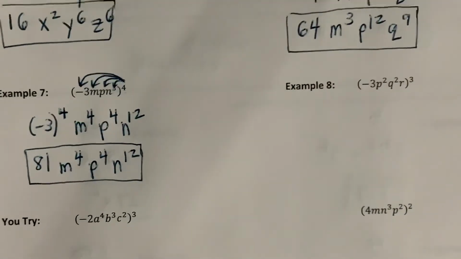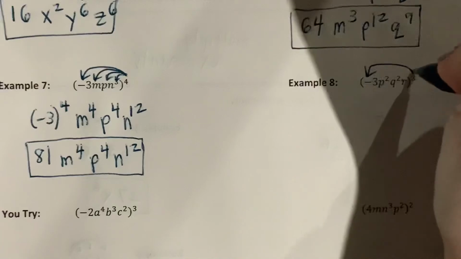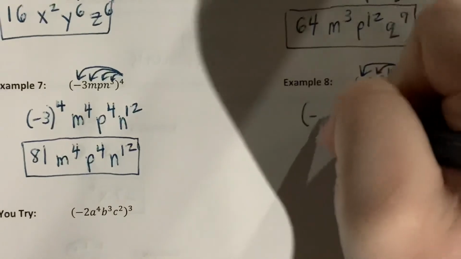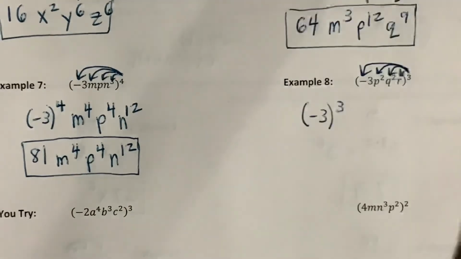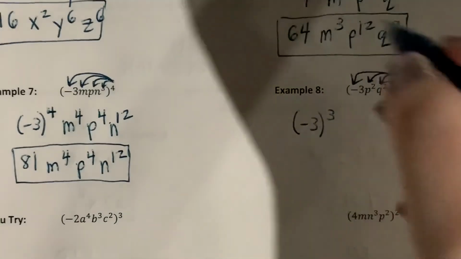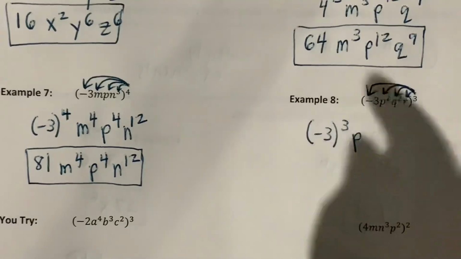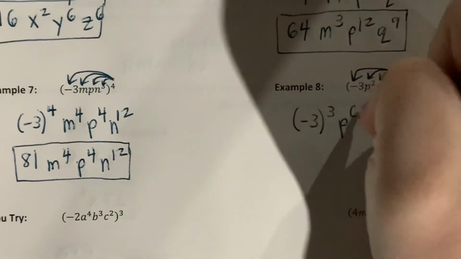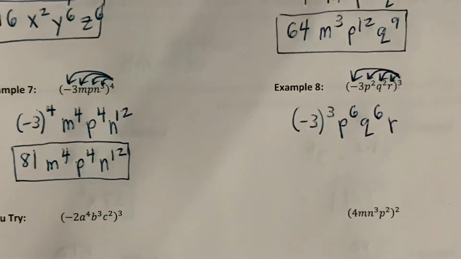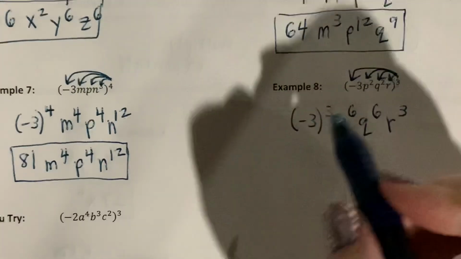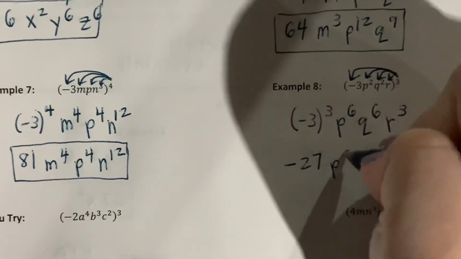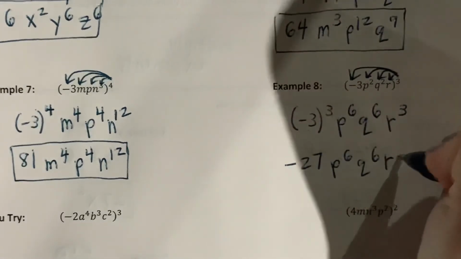And last example for today, I need to distribute my 3rd power to the coefficient, the p's, the q's, the r's. So I have -3 raised to the 3rd power. Again, I'm putting -3 inside parentheses, and I will type it inside parentheses in my calculator as well. For p, 2 times 3 gives me 6, so p to the 6th. For q, 2 times 3 gives me 6. And then for r, I'll just have r to the 3rd. -3 raised to the 3rd power gives me -27. P to the 6th, q to the 6th, r to the 3rd.